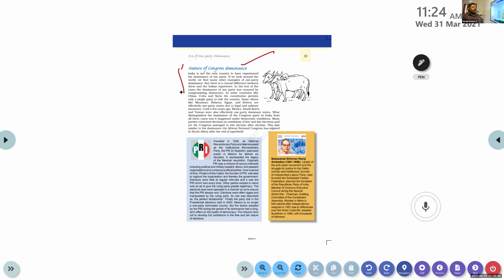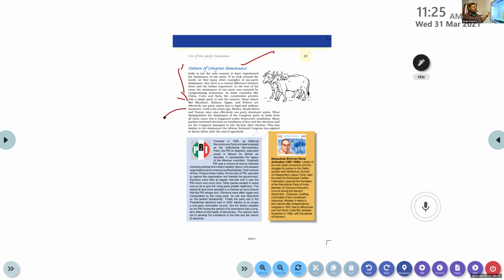So a number of other countries also followed, or are still following, the single party system, single party dominance. They are following it, but in those countries the constitution permits the rule of a single party. But in India, the condition is not like that. As per the Indian constitutional provision, it's a multi-party system. Some others, like Myanmar, Belarus, Egypt, and Eritrea, are effectively one-party states due to legal and military measures.